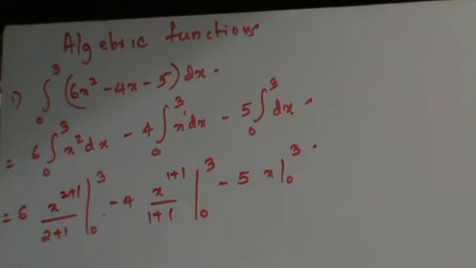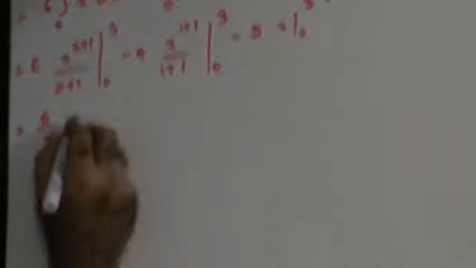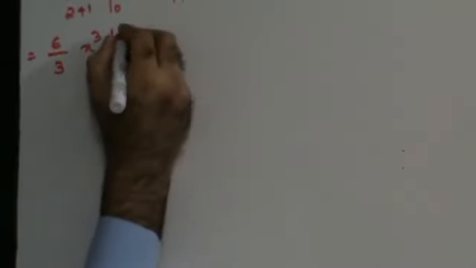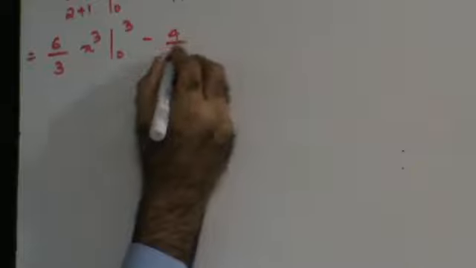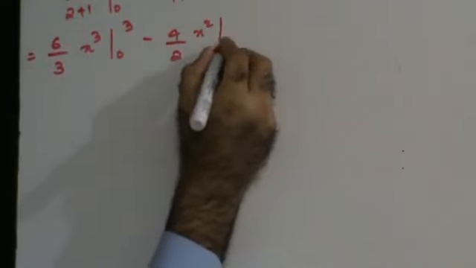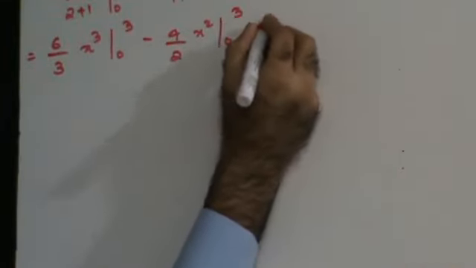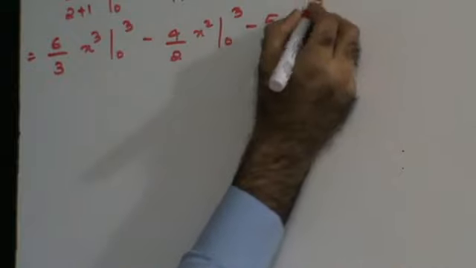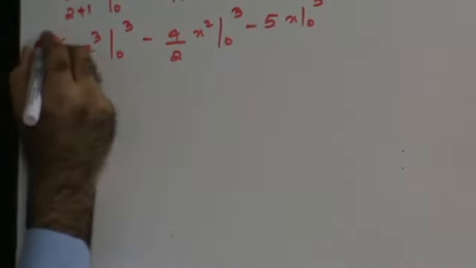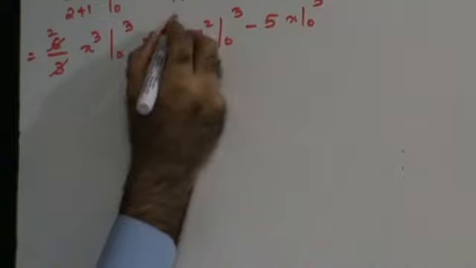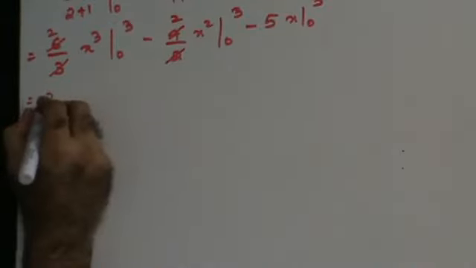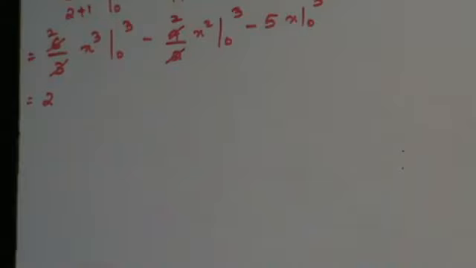Right? So this is 6 upon 3 x cube when the limits are between 0 to 3, minus 4 upon 2 x square when the limits are between 0 to 3, and minus 5x when the limits are between 0 to 3. 3 1s are 3, 3 2s are 6, 2 1s are 2, 2 2s are 4. Now how do I solve the limits?